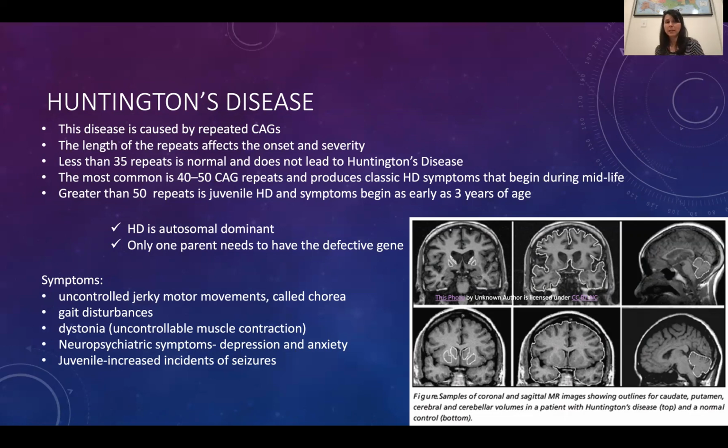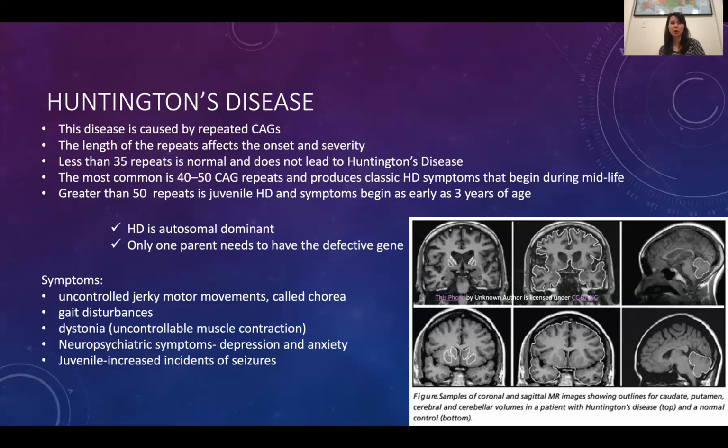One thing about this disease, going back up to the most common, the 40 to 50 repeats that begin in midlife, means that those who are going to get it have already had the opportunity to reproduce and pass those genes along to the next generation. It is autosomal dominant, so only one parent needs to have this defective gene.